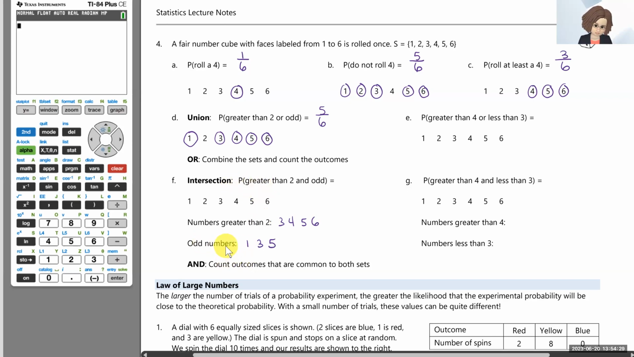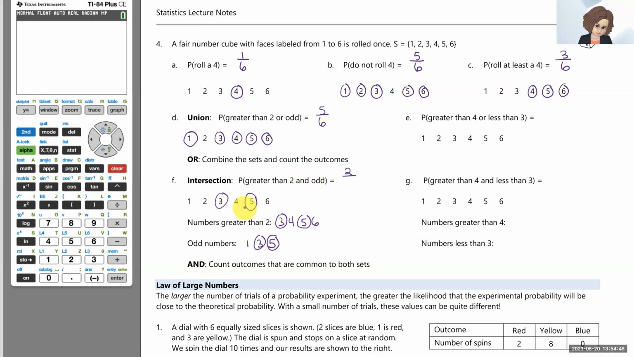So any numbers that they have in common. So 3 meets both conditions. 5 meets both conditions. So 3 and 5 are both numbers that are greater than 2, and they are also odd numbers. I'm sorry, 2 out of 6, 2 out of the 6 outcomes.